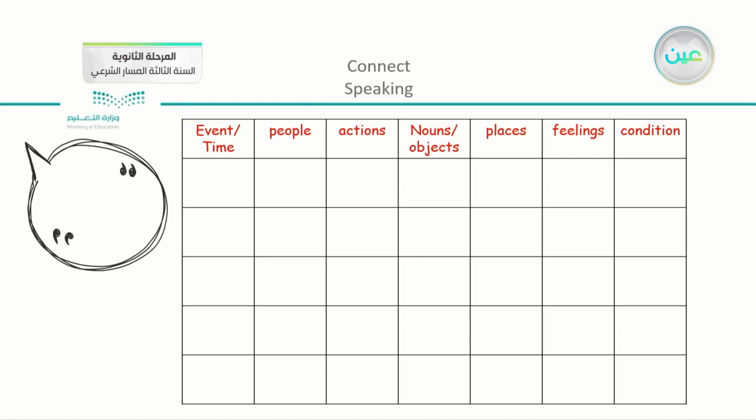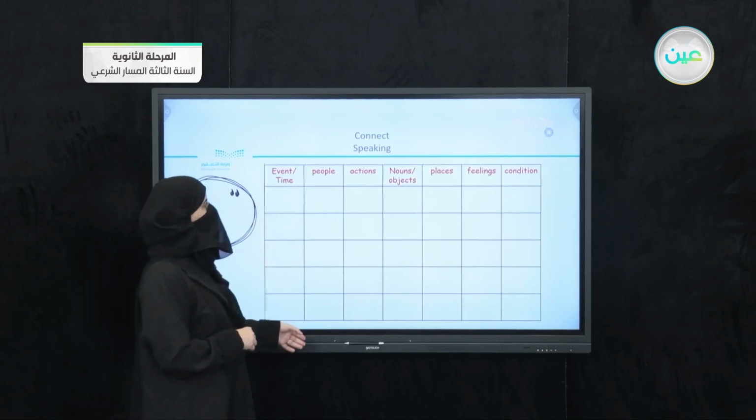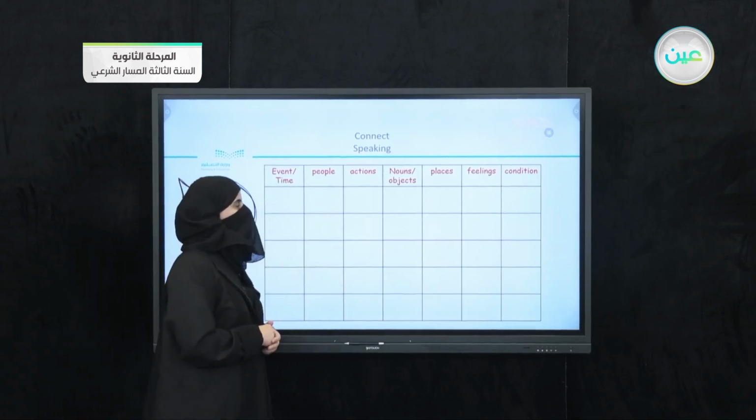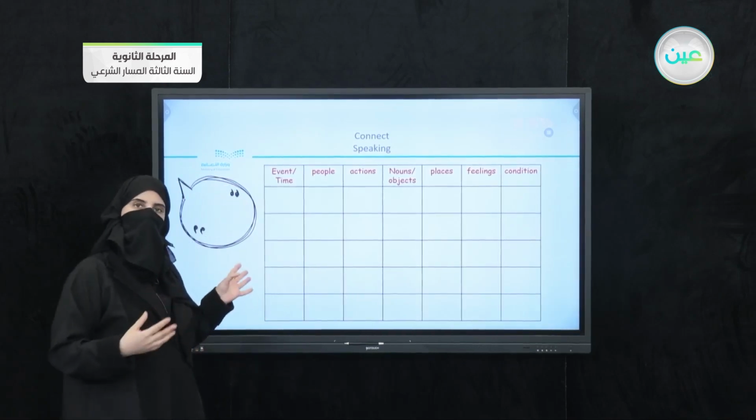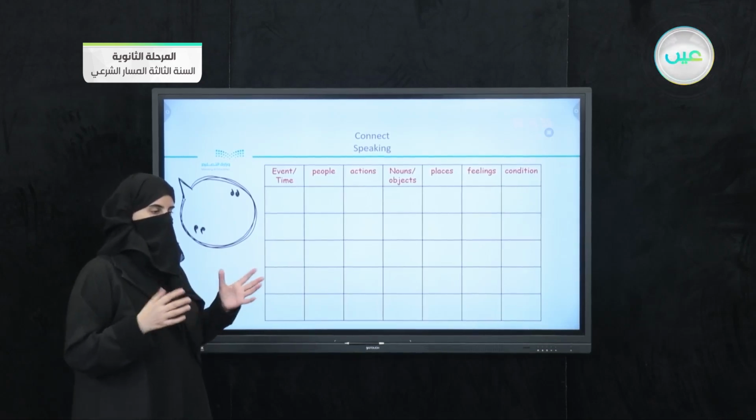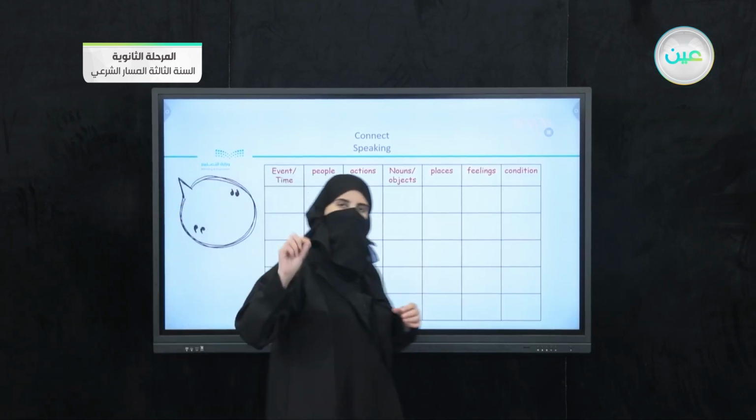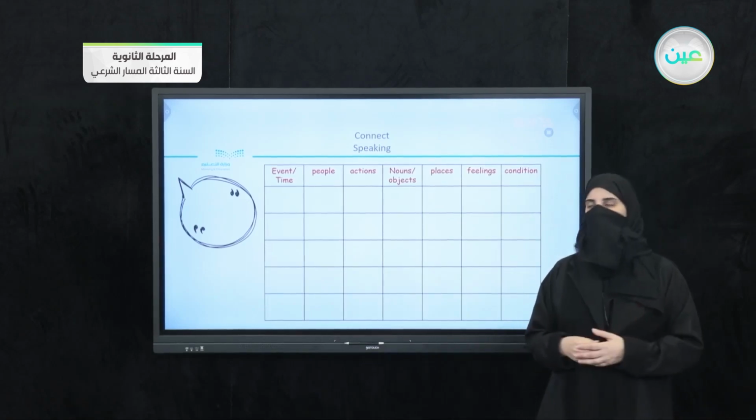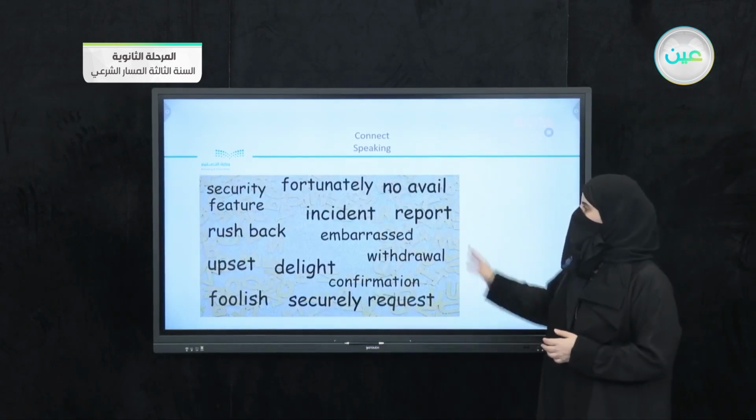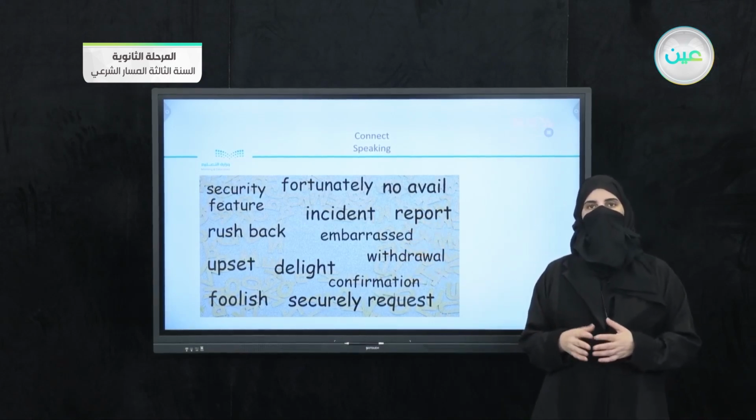In this table, we can see that there is the event or time, people, actions, nouns or objects, places, feelings, and condition. So you can use this table just to order or reorder the sentences that we have here. You can just put your notes to help you prepare your spoken text or your written one. Now, we have here, for example, these words that we passed by within the incident or the story that we read or spoke, or you listened to me actually.